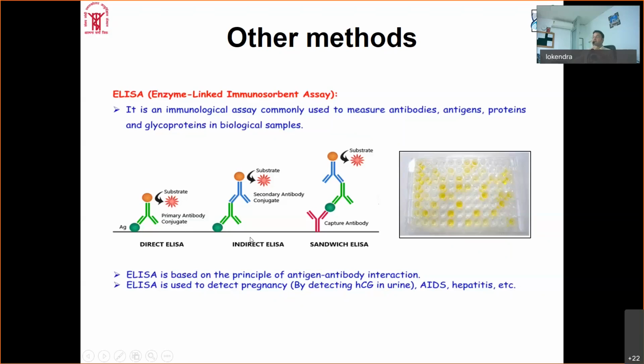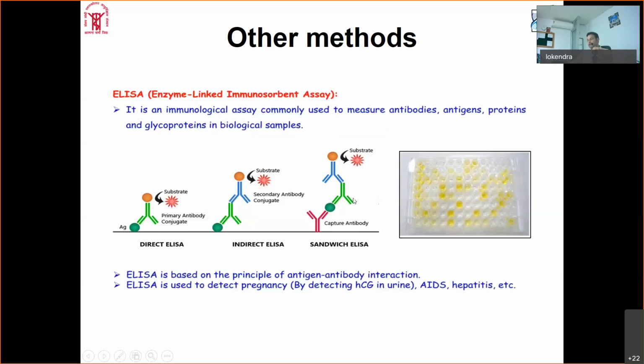And sometimes to increase the specificity, we use sandwich ELISA, in which the antibodies which are specific to certain antigens are first coated on a plate, and then your samples in which you have your antigen can be added, and then this antigen is bound by the primary antibody, and then this primary antibody is again bound by the secondary antibody which has an enzyme linked to it.